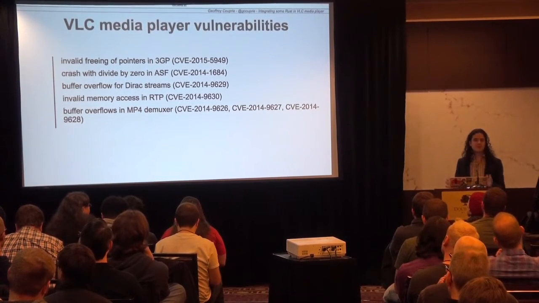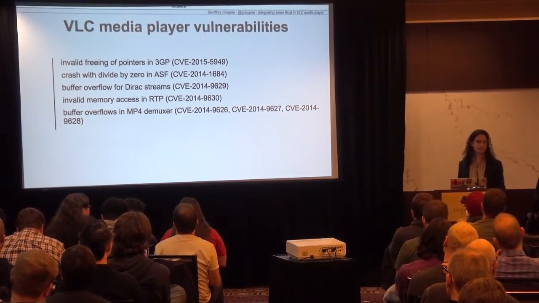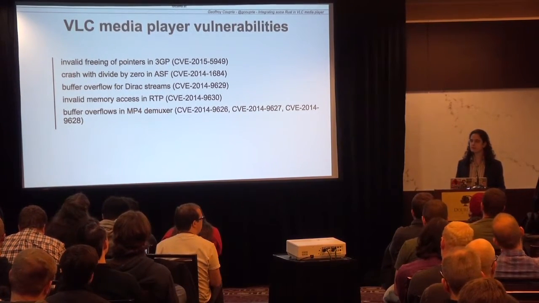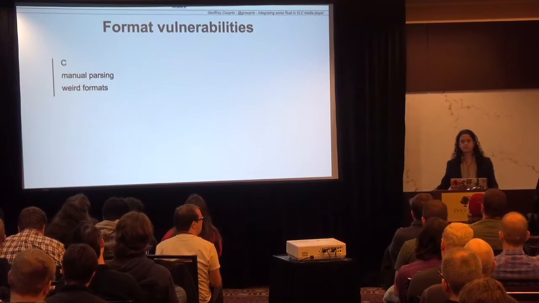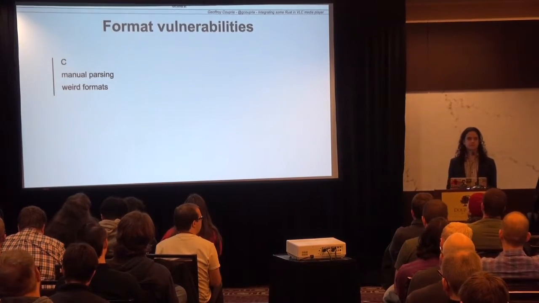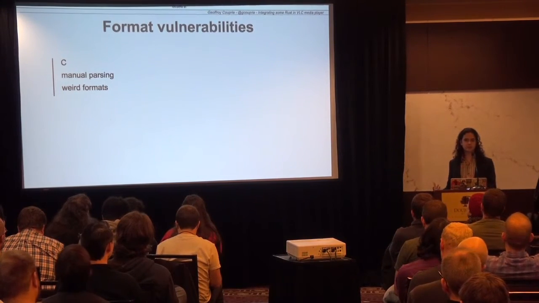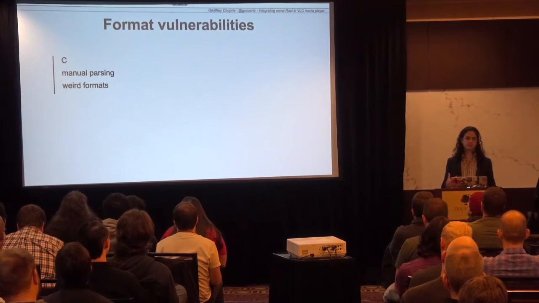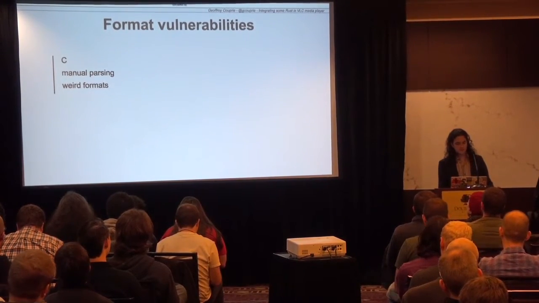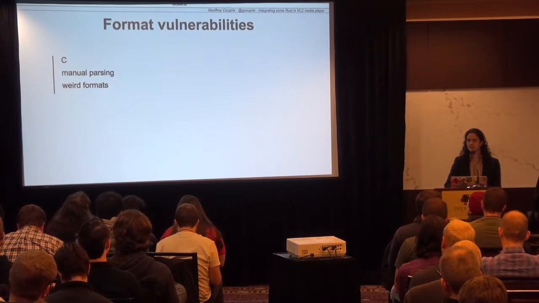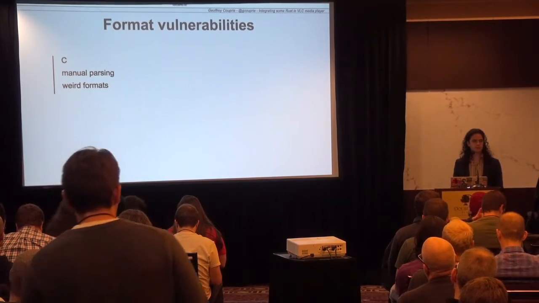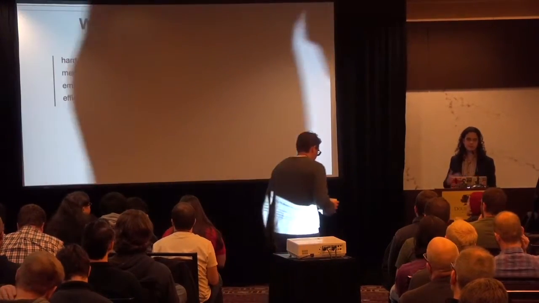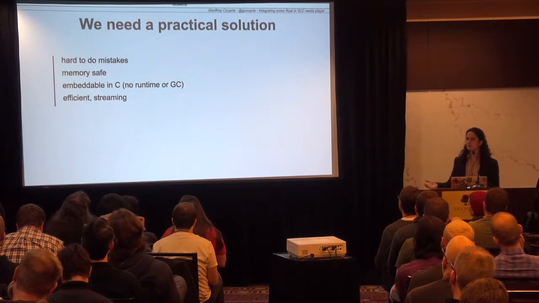VLC is made in C. It's hundreds of thousands of lines of C everywhere, and all of the parsing code is written in C. So we get manual parsers where people just try to interpret the specification and do pointer arithmetic by hand. We have formats that are very ambiguous and very complex to get right. And so at some point, I thought maybe there's a better solution for writing parsers in VLC and making the whole application safer.